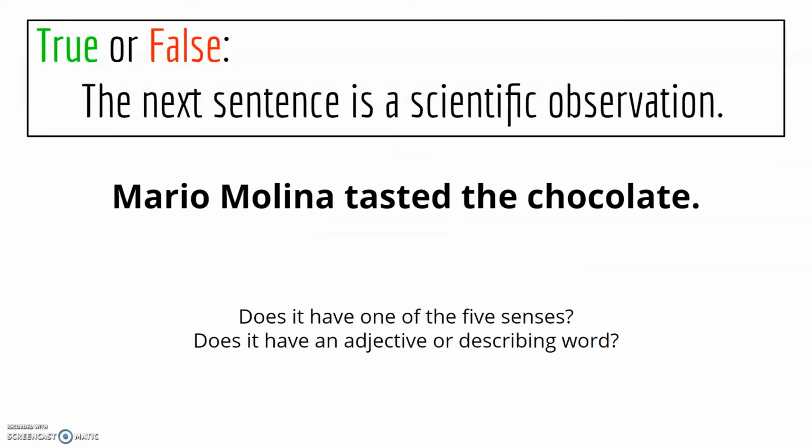True or false? The next sentence is a scientific observation. Mario Molina tasted the chocolate. Ask yourself, does it have one of the 5 senses? Does it have an adjective or describing word? Think about it. Scientific observation or non-scientific? If you need more time to think, please pause this video and think about it. Really think. You can't learn if you're not thinking. Okay, let's go over the answer.